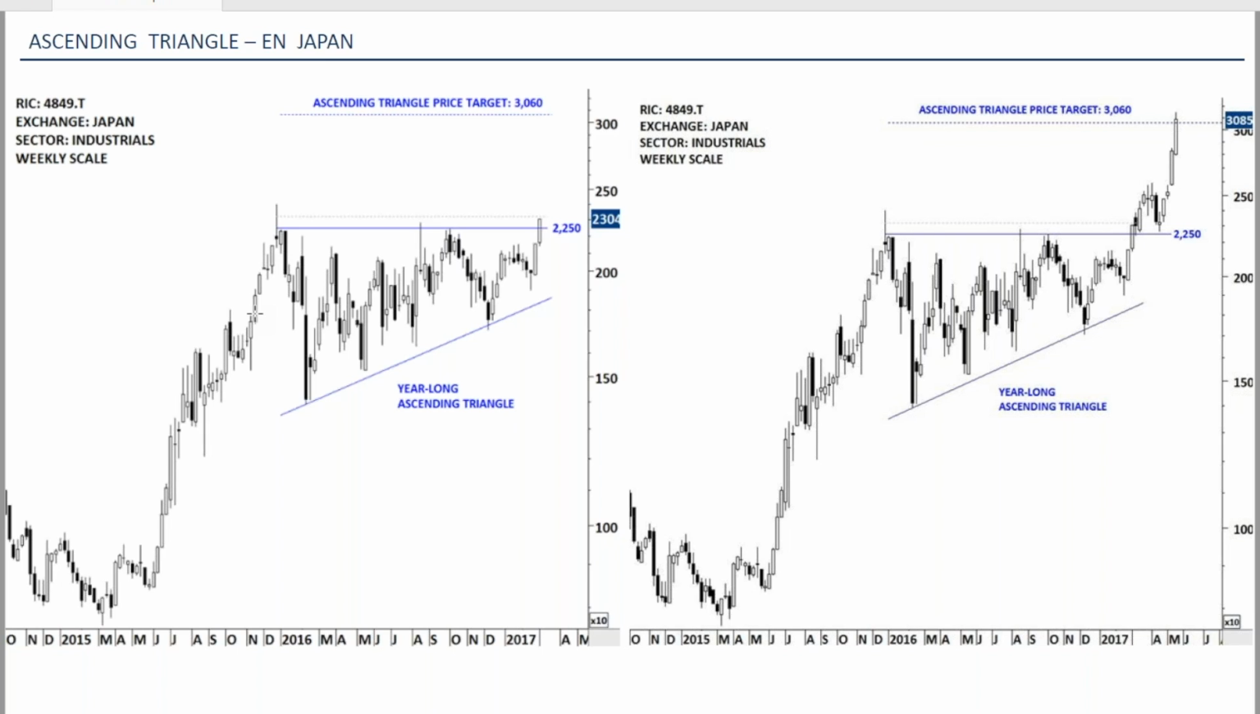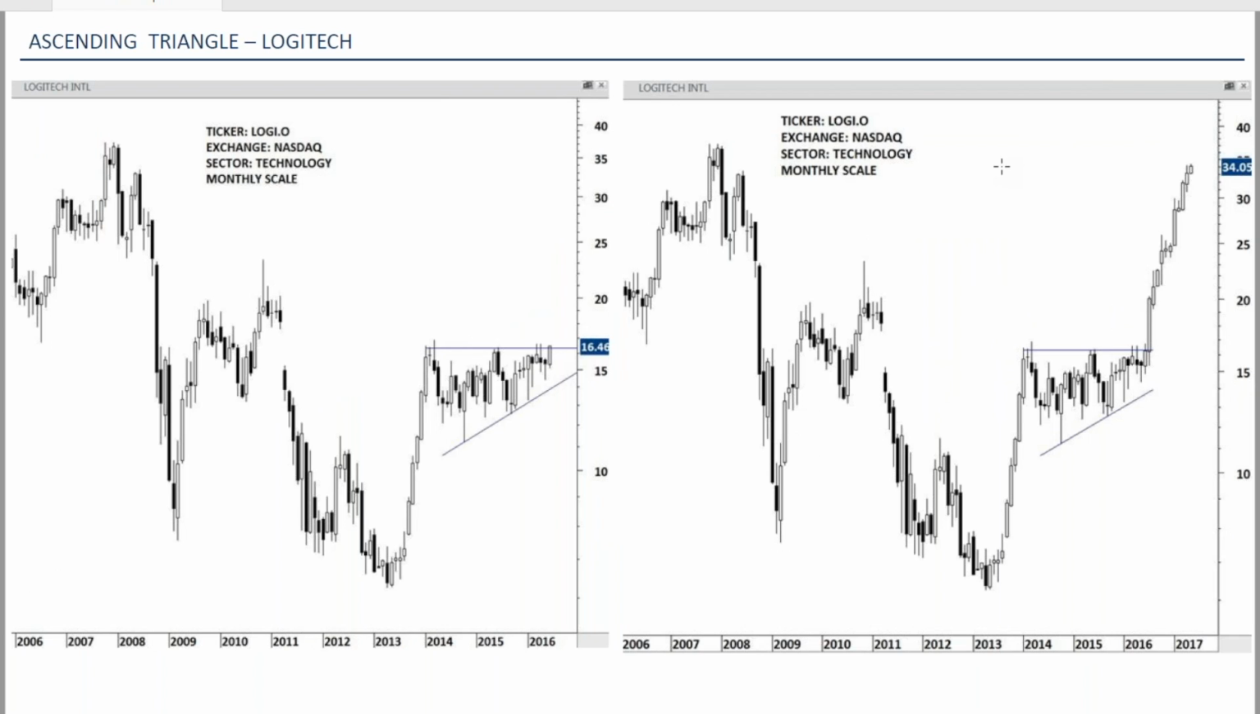This is an ascending triangle in Japan. The company's name is EN Japan, and it formed a year-long ascending triangle here with a clear horizontal boundary. The alert was issued here right before the breakout was taking place as a watch list, and then after the breakout took place, another breakout alert was issued, and the stock reached its chart pattern price target in a couple of weeks.